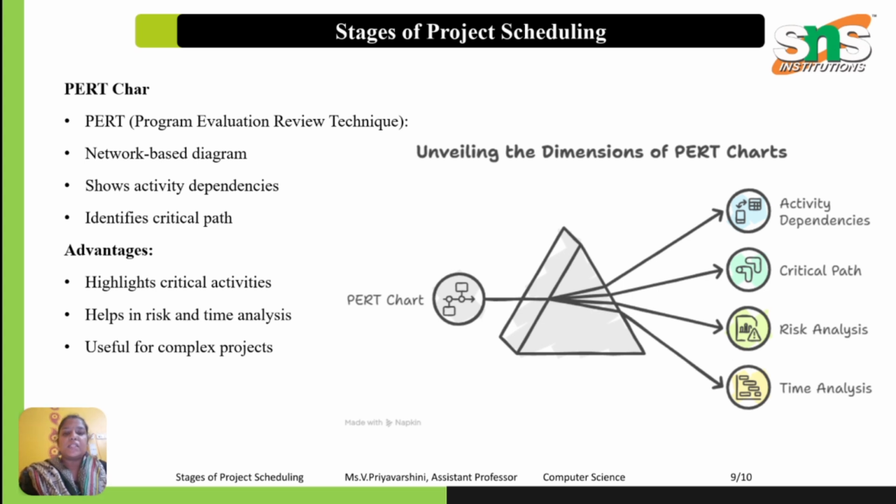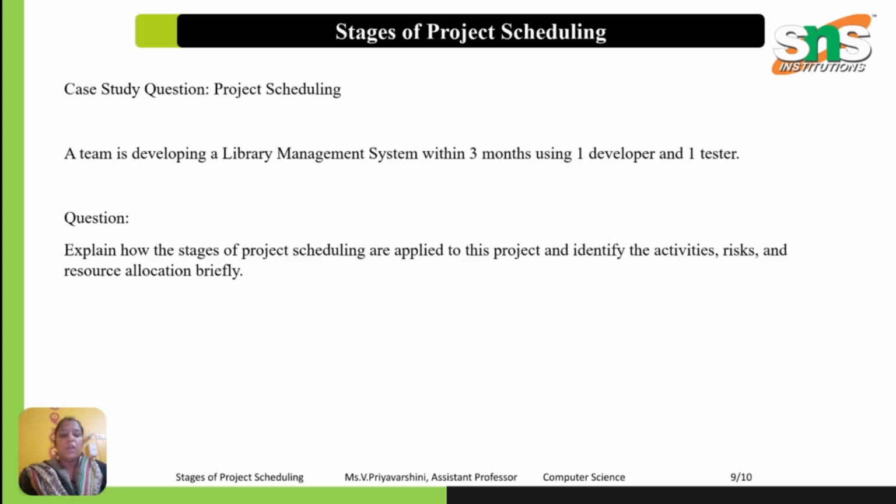Advantages of PERT: identifies the dependencies, helps in risk analysis and time analysis, useful for large projects, finds the critical activities. Difference between Gantt and PERT: Gantt is time oriented, PERT is dependency oriented. Gantt uses bars, PERT uses networks and diagrams. Gantt is easy to read, PERT is better for complex projects. Gantt tracks progress, PERT identifies the critical path. Therefore both charts are important tools for project scheduling.